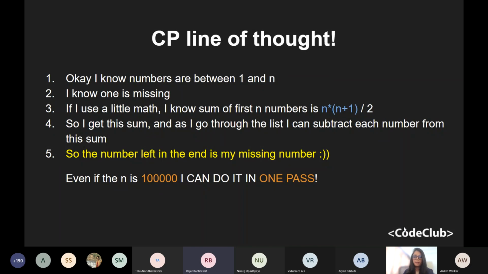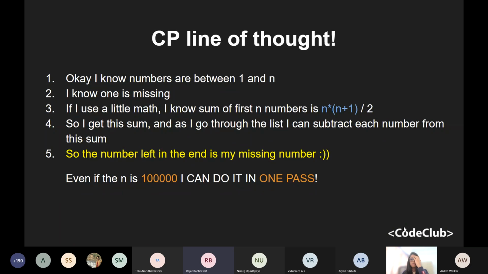This sum you can pre-compute, since you know what n is. So now you have this sum and you have your list. This sum is equal to 1 plus 2 plus 3 dot till n, and your list has all numbers from 1 to n except for the missing one. Now as I go through the list, if I encounter say 2, I subtract 2 from the sum. Now if I encounter 4, then 4 will be subtracted from the sum and so on. All the numbers except for the missing number will be subtracted from the sum.